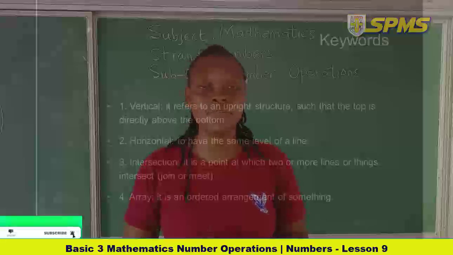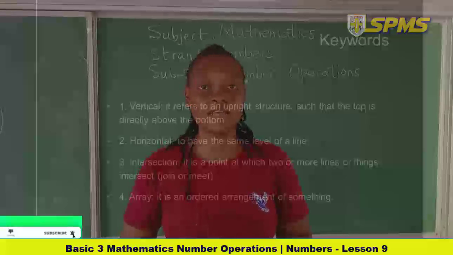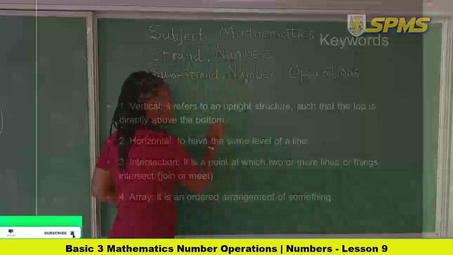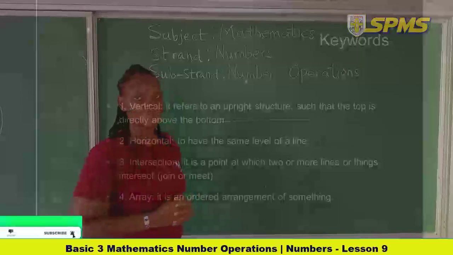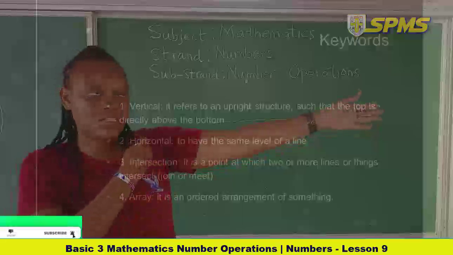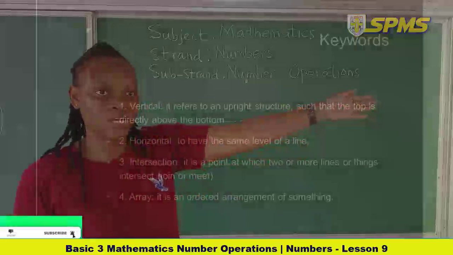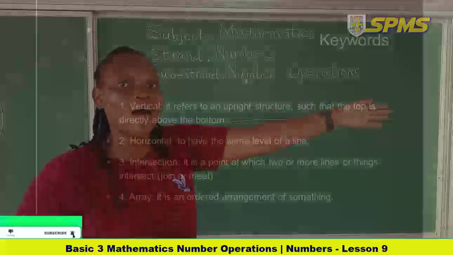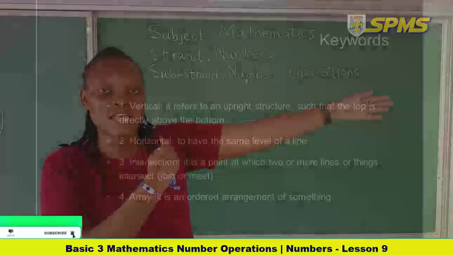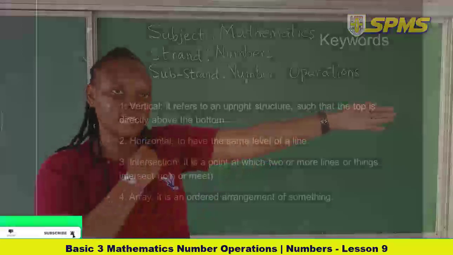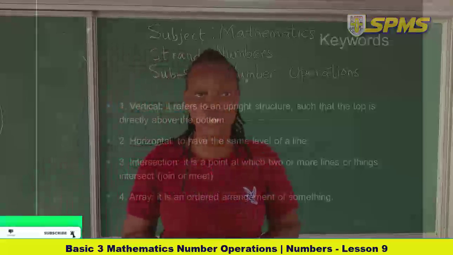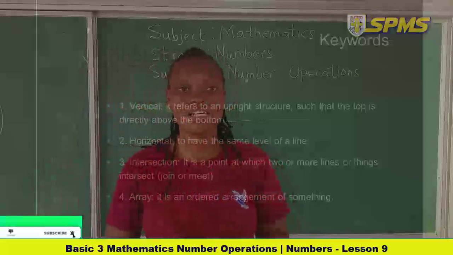Horizontal is to have the same level of a line. So we draw a line from left to right this way, or we can still use the arm. From this section to that section, we can say that it is in a horizontal way. So to have the same level of a line, they are in the same level. Good. That is horizontal. Now we move on to intersection.